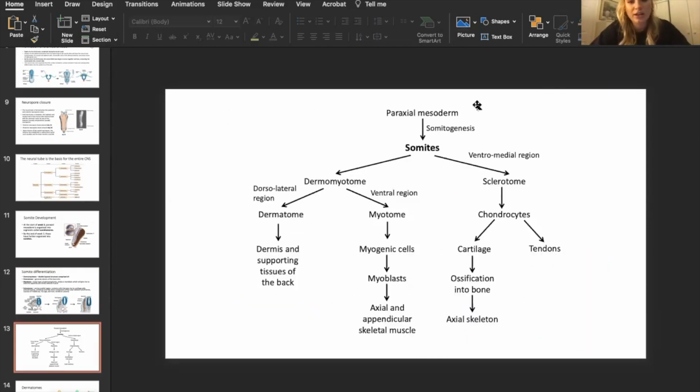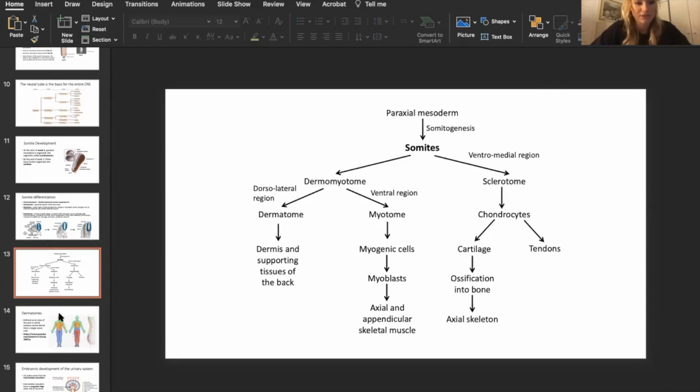Again, this is just a nice summary image. So as I say, the somites come from the paraxial mesoderm, and that's called somitogenesis. And then you can see we've got the dermomyotome with the dermatome and the myotome, and the sclerotome in the ventral medial region, giving rise to tendons, cartilage, and so on. Basically all what I've just said.